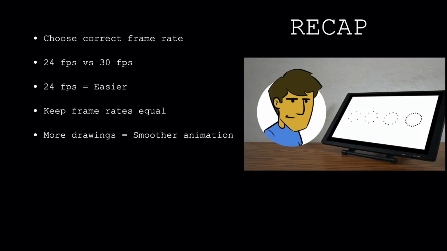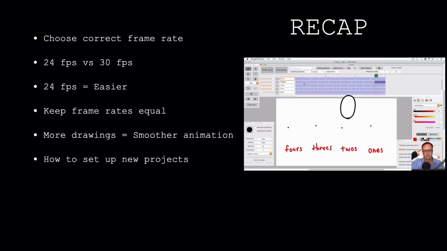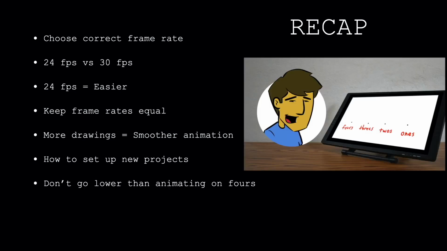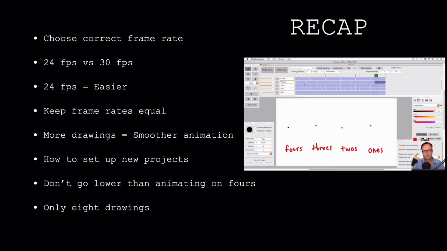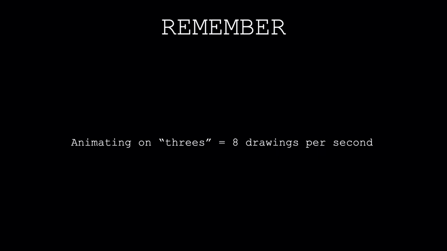We also talked about how the more drawings you have in 1 second of animation, regardless of the frame rate, the smoother the animation will look. In creating our class project, we learned how to set up a shot with the correct frame rate, whether it be animating on the 1s, 2s, 3s, or even 4s. We also talked about why you probably don't want to animate anything less than on the 4s. And as a good tip, we learned that a lot of animation can be achieved by animating with only 8 drawings. Things like walk cycles and bouncing balls. Remember, if we are drawing 8 drawings per second, that is called animating on the 3s.